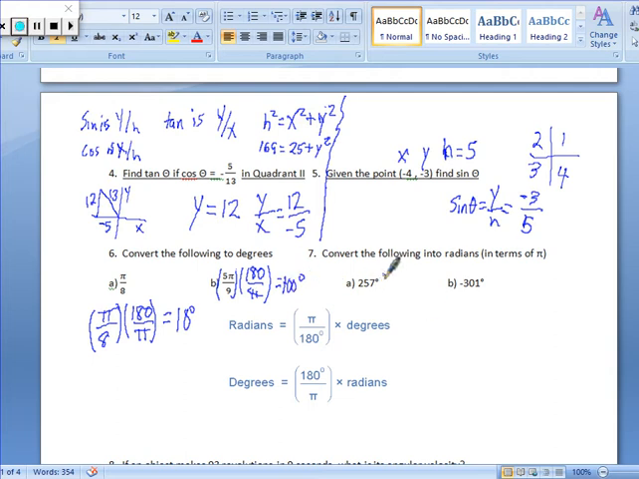Right here, you multiply 257 by pi over 180. And you're going to get 4.5 radians. You don't really need it in terms of pi. I'm comfortable with just the decimal. And then when you multiply this by pi over 180, you're going to get negative 5.3 radians. Give yourself a little time.